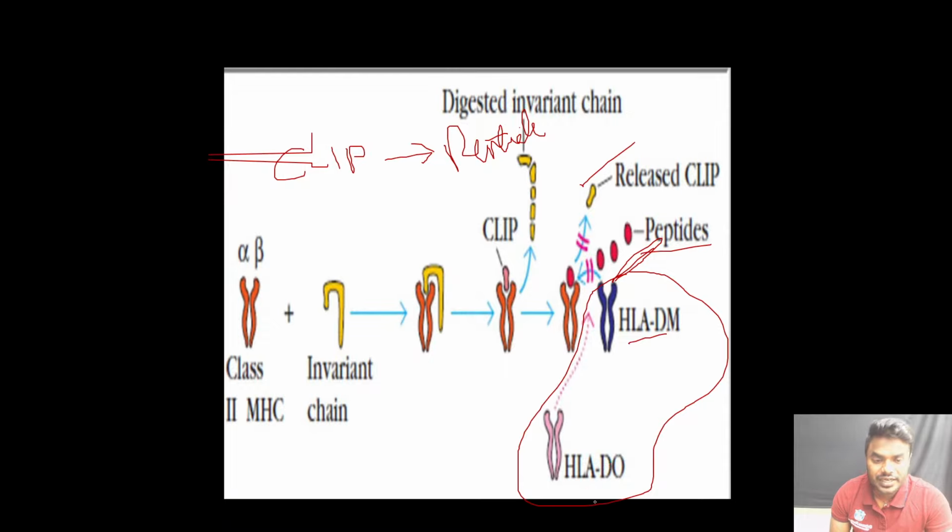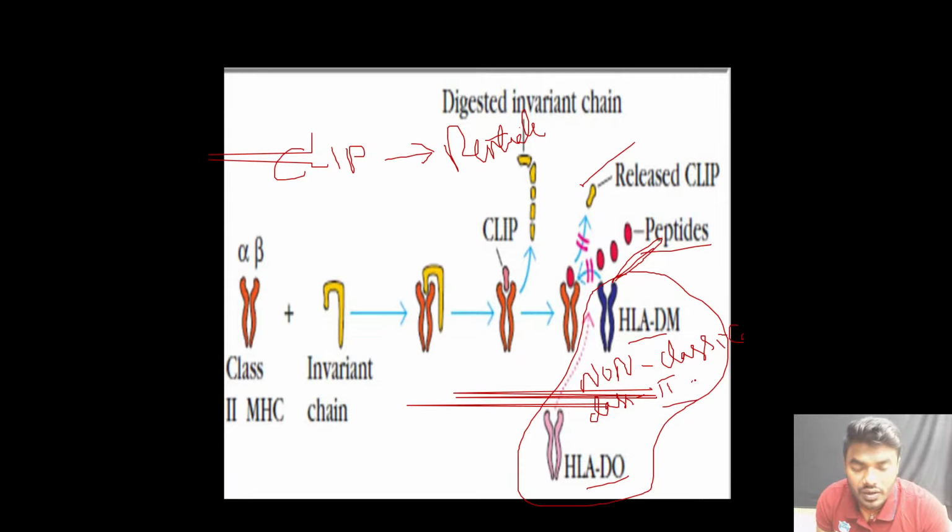We can call them HLA-DM and HLA-DO. Don't get confused, friends. They are purely MHC molecules only. We will generally be calling them non-classical class 2 MHC molecules. They are the ones which are basically replacing the CLIP with the antigenic peptide.